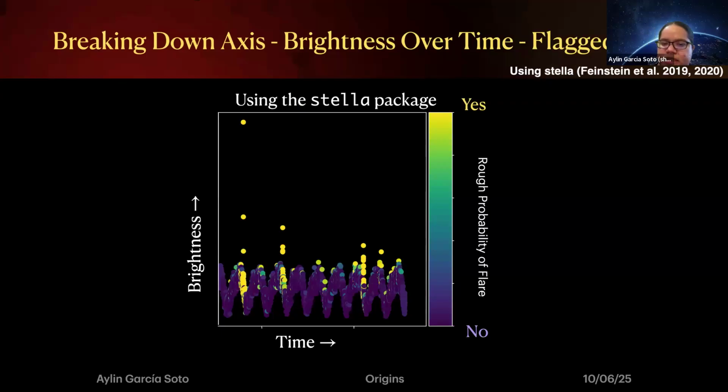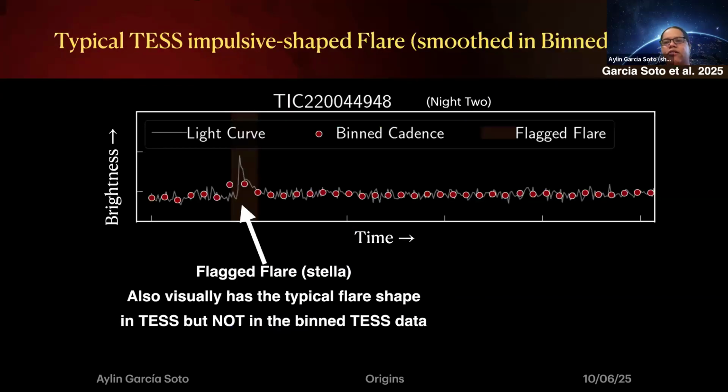Here's another light curve, but this time I've added the probability from Stella that it's a flare. And you see the yellow parts are what the flare is, and it does a very good job finding them. You also see rotation variability in there. And so that's what we used. I don't know if you can see it, but there is now a shaded region where that flare is.